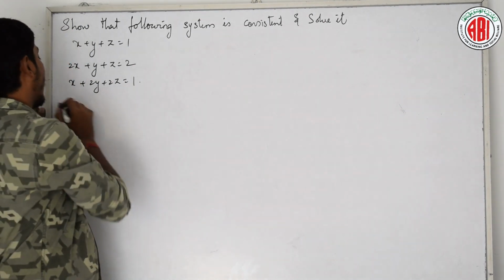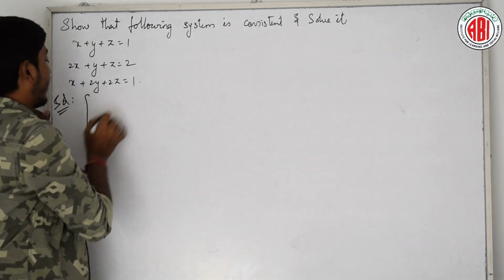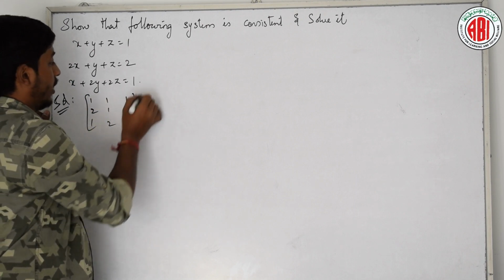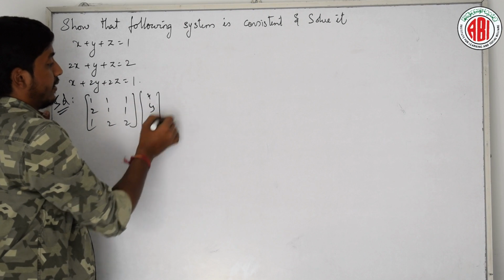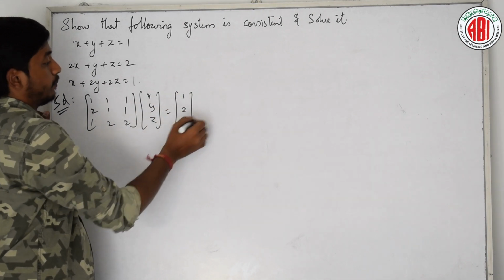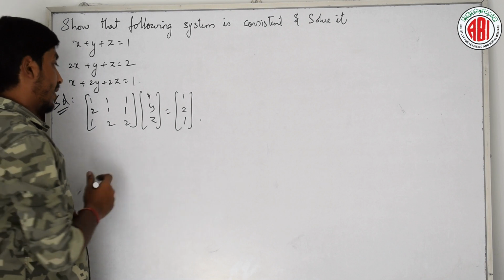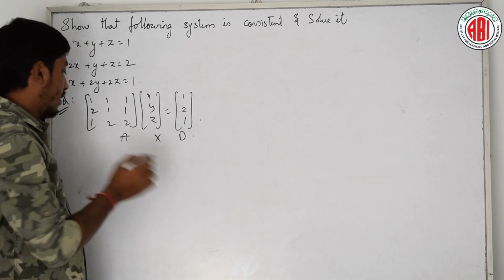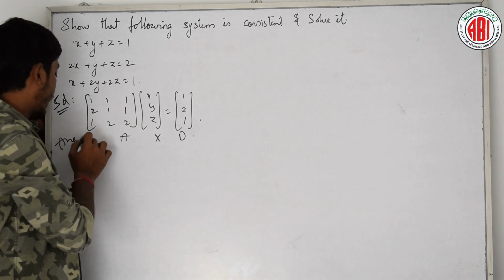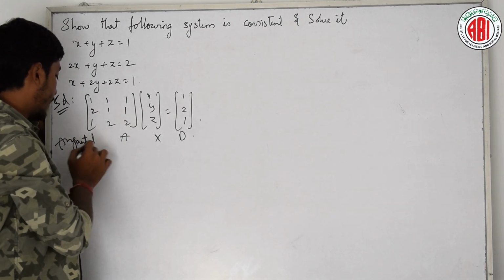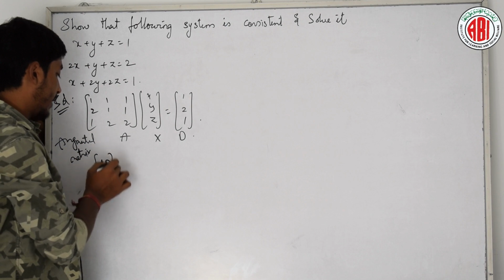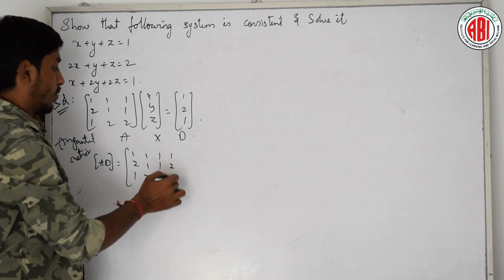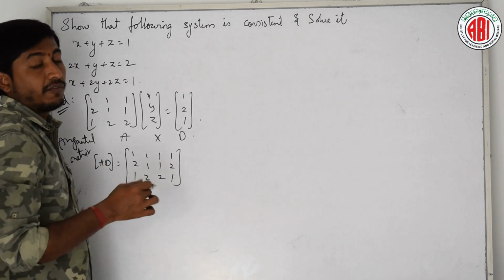That is, convert it into matrix form. 1, 1, 1, 2, 1, 1, 1, 2, 2 into x, y, z. That is equal to 1, 2, 1. Is it right? That is AX equal to D. Okay. What is augmented matrix now? Augmented matrix [A|D] is 1, 1, 1, 2, 1, 1, 1, 2, 2, 1, 2, 1. Is it right?